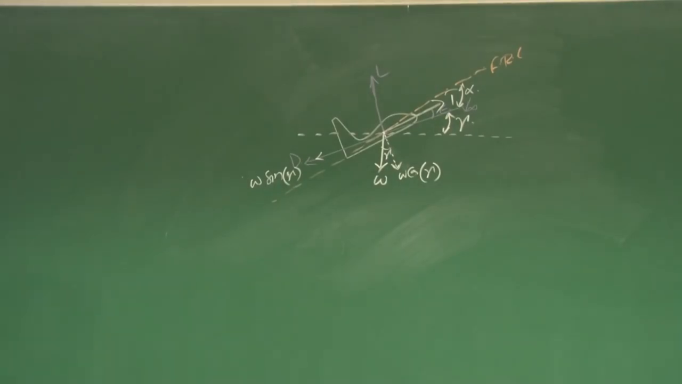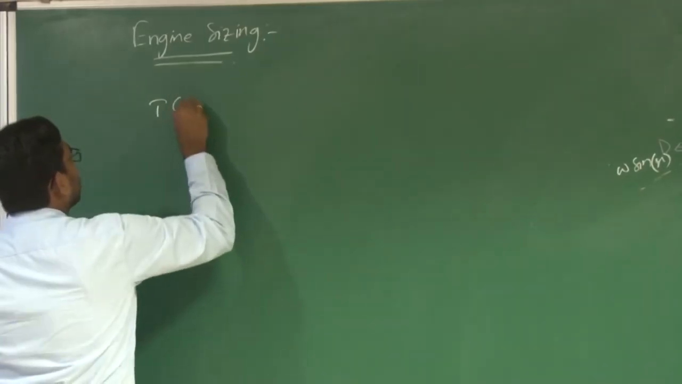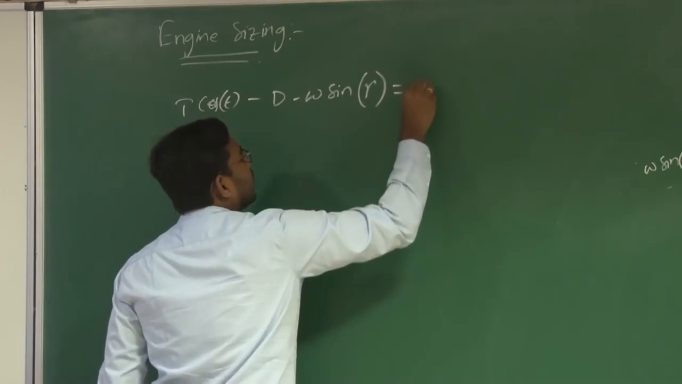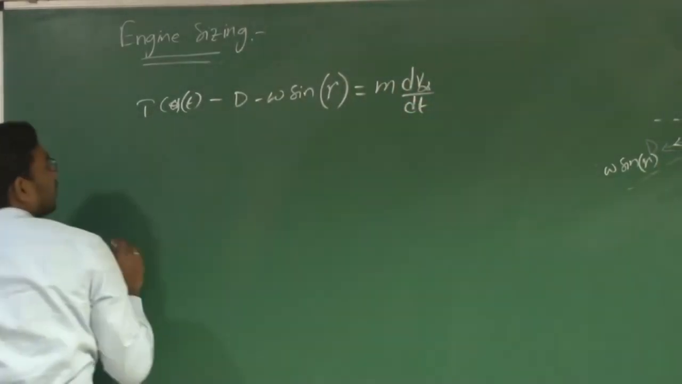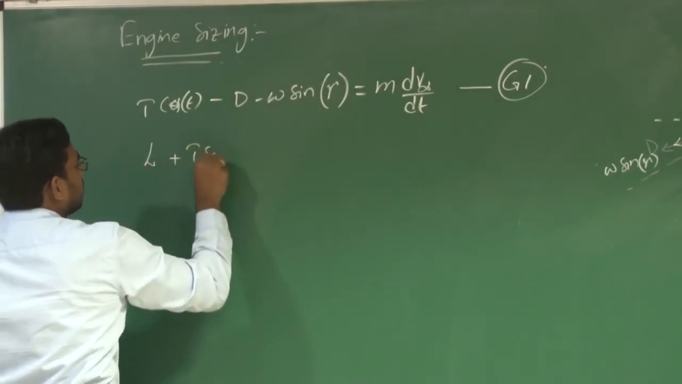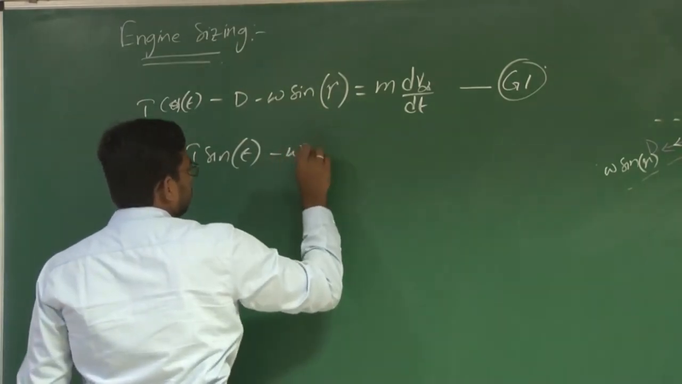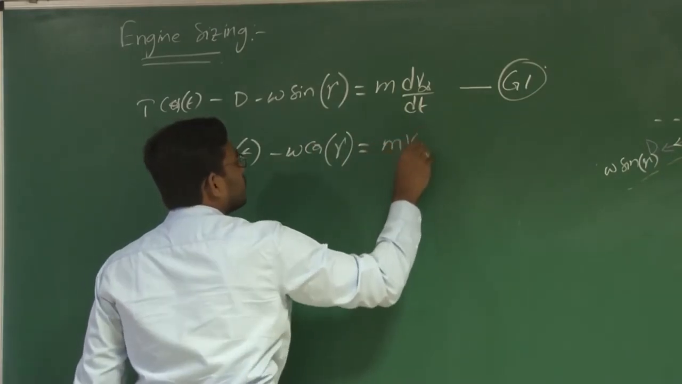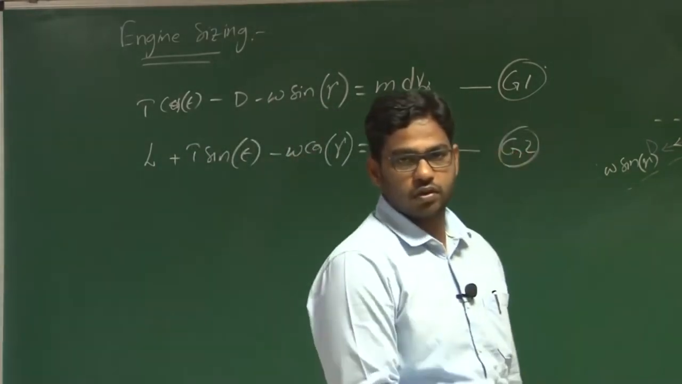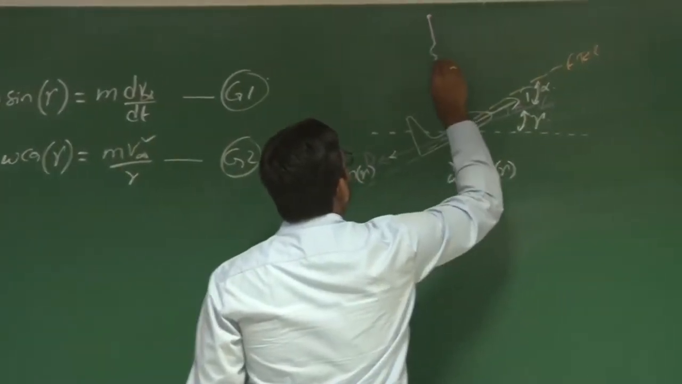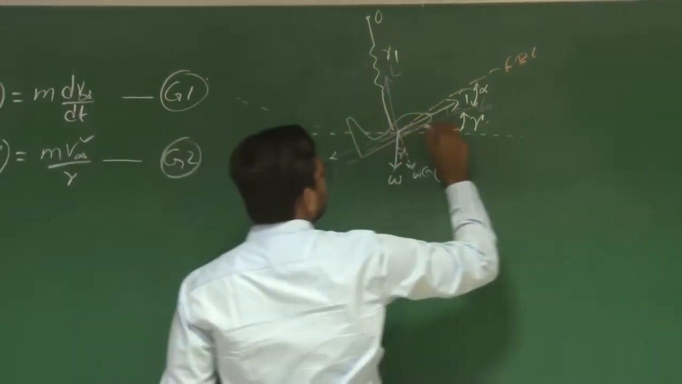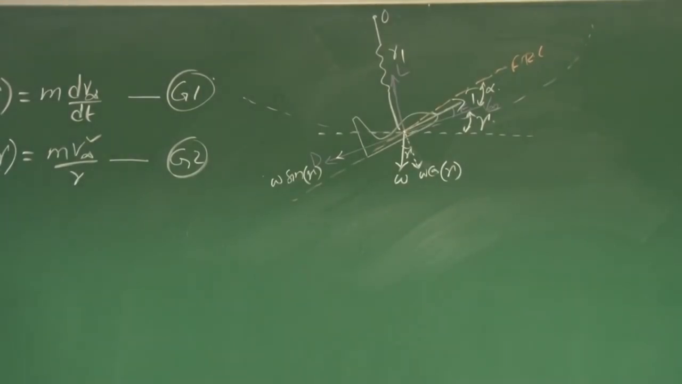Now, what we derived are the equations of motion along and perpendicular to the flight path, which is T cos epsilon minus D minus W sin gamma is equal to m dV by dt, right? So this is our G1, and the other equation is L plus T sin epsilon minus W cos gamma is equal to m V infinity square by R, where R is the corresponding radius of turn, right? These are the equations of motion in the vertical plane, right? So say this aircraft is performing a loop in this vertical plane, right?